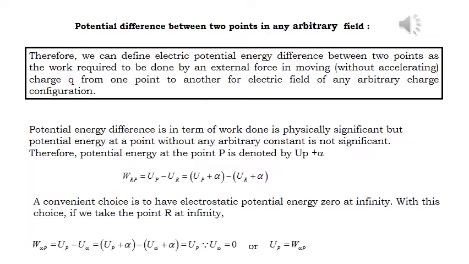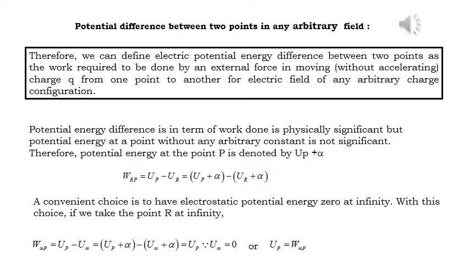And one more thing, the potential energy difference is in terms of work done. U_P minus U_R is W_RP. So the potential energy difference in terms of work done is physically significant. But potential energy at a single point without any arbitrary constant is not at all significant. So to make the potential energy at any point physically significant, we should add an arbitrary constant alpha. So potential energy at the point P is denoted by U_P with an arbitrary constant alpha.